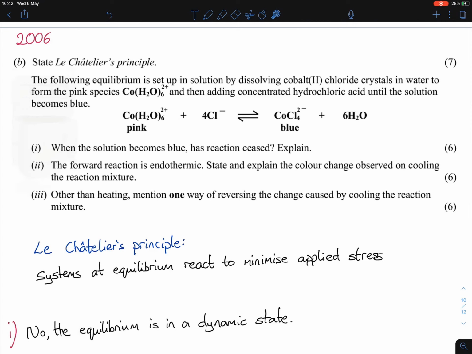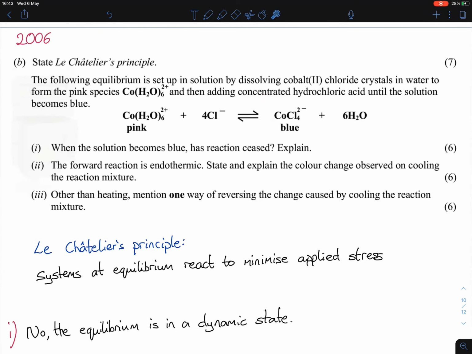When the solution has become blue, has the reaction ceased? To explain, the reaction never ceases for equilibriums, guys. It's dynamic. Part 2. The forward reaction, and it doesn't matter what color it is. It could be a mixture of blue and pink. It could be totally pink. It could be totally blue. It doesn't matter. There will be some sort of equilibrium there if those arrows are there. And if there is an equilibrium there, it will be dynamic.